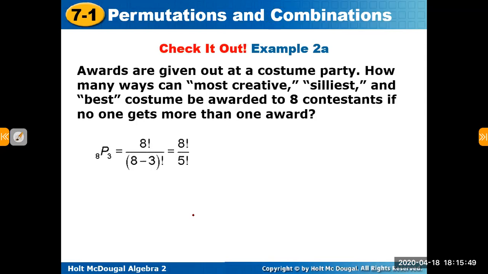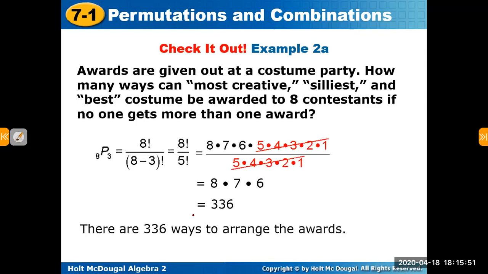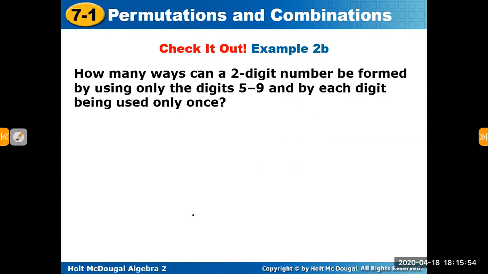This is very similar to the first one. Now, this again is a digit question. How many ways can a 2-digit number be formed by using only the digits 5 to 9, and each digit being used only once? So each digit is being used only once.